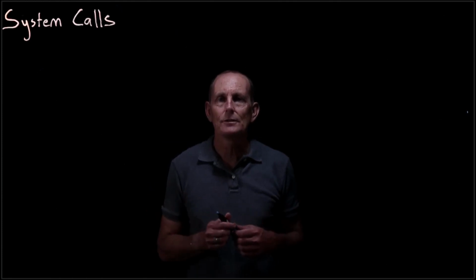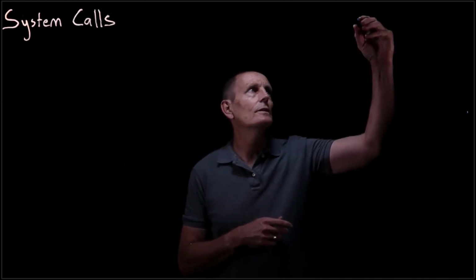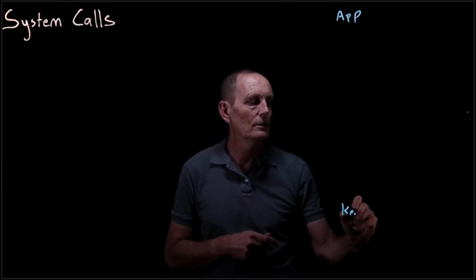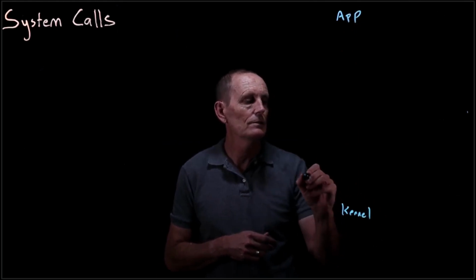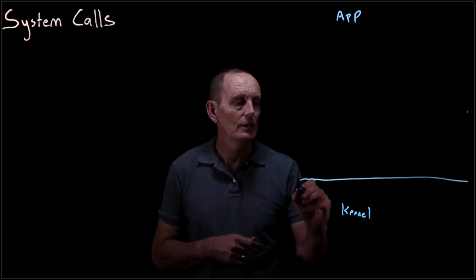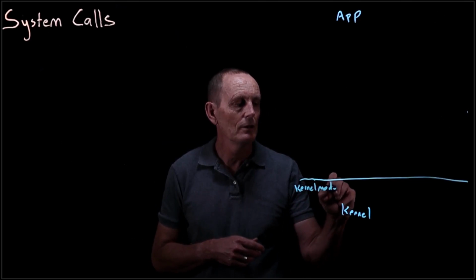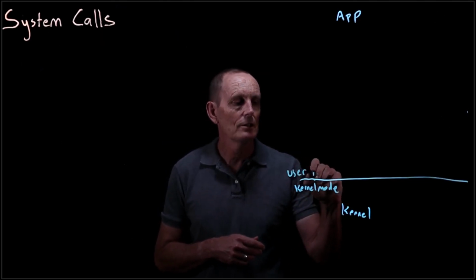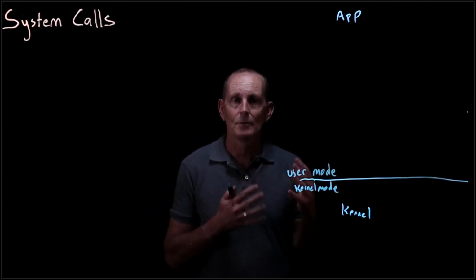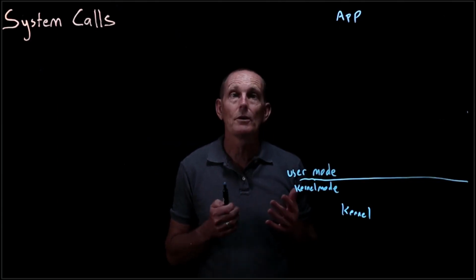So let's talk now about system calls. System calls are the interface between an application and the kernel. Remember again that the kernel is running in kernel mode, while applications run in user mode, right? User mode has some limitations on particular instructions that can't be executed, while kernel mode has access to all instructions.